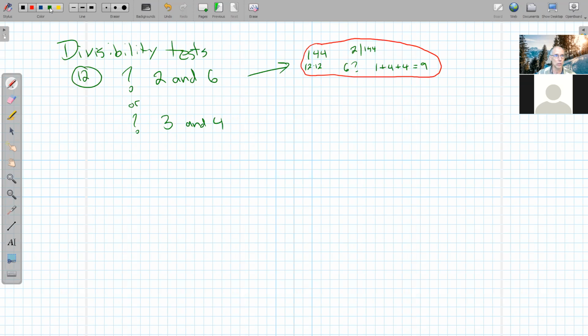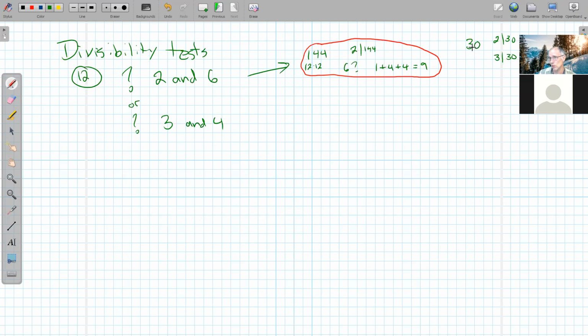So let's try another one. Let's take 30. We know that 2 goes into 30 because 30 ends in a 0. And then 3 goes into 30 because 3 plus 0 is 3.